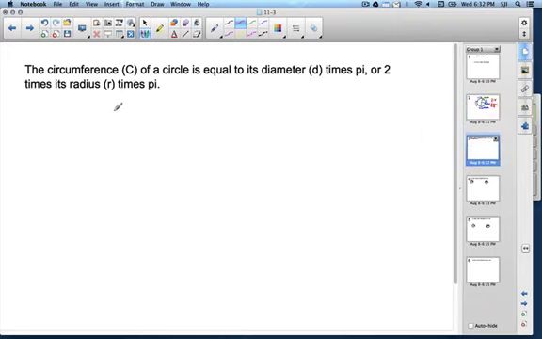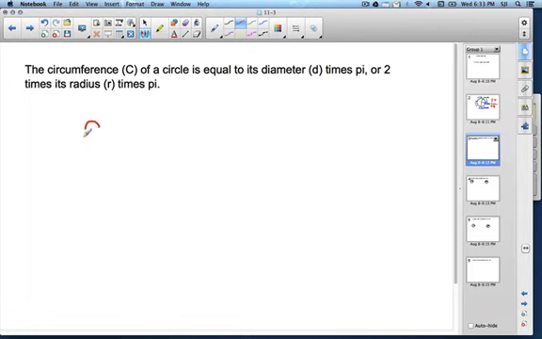So before we can actually get to finding the circumference of circles, we need to know the formula to find the circumference. And in words, it's the circumference, or C, of a circle is equal to the diameter, d, times pi, or 2 times its radius, r, times pi. Well, that sentence doesn't do us much good. We probably want an equation that we can use every single time. So here's how we can think about it.